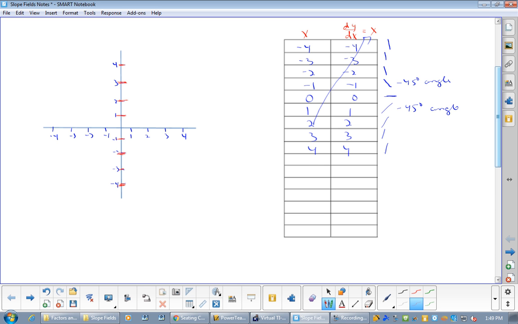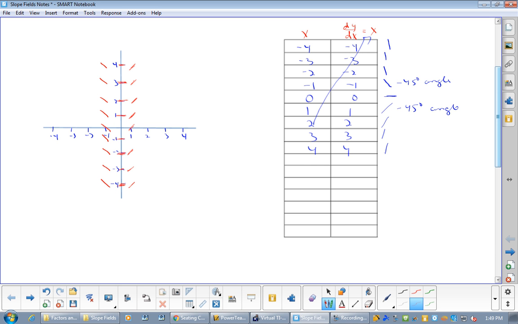Okay, when x is 1, the slope will be 1 wherever you go. So there it'll be 1, and there it'll be 1. It'll be 1 anytime that you see x equals 1, and it'll be -1 when x is -1. Okay, so at every y value, we're just going to put it.